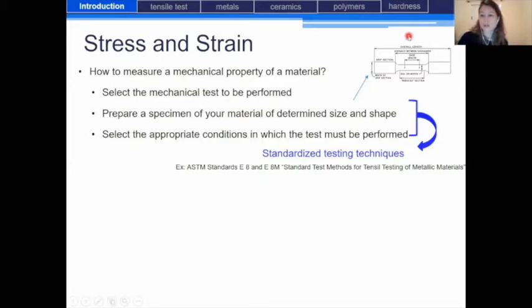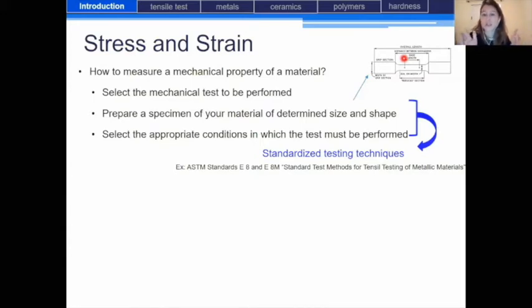And so you can see that the shape is very specific. You have on the two sides a grip section. So the width of this grip section is wider than the middle of this specimen, because it is the place where we will grip this specimen in order then to perform the tensile test, for example.